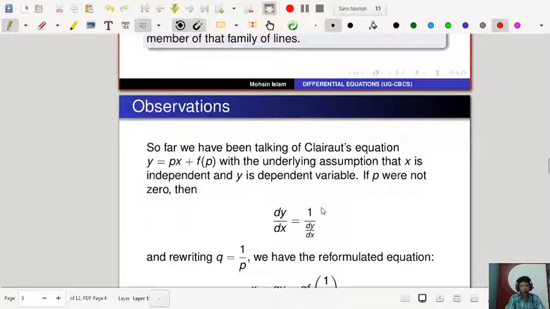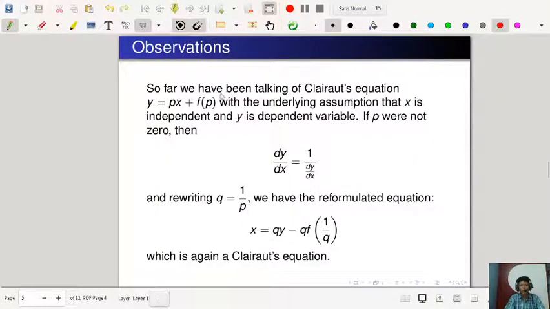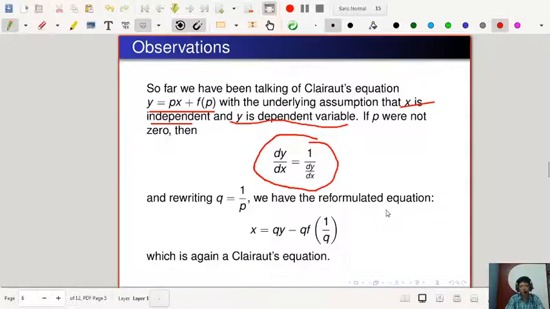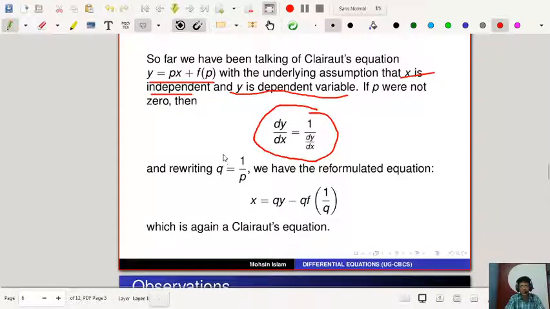Also we can observe more. So far we have been taking the Clairaut's equation in the form y equal to px plus f of p, with the underlying assumption that x is the independent and y is the dependent variable. If p were not 0, then dx dy can be written as 1 by dy dx. So writing q equal to 1 by p, we have reformulated the equation.